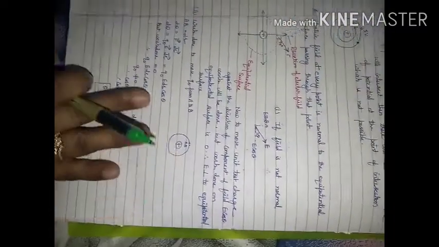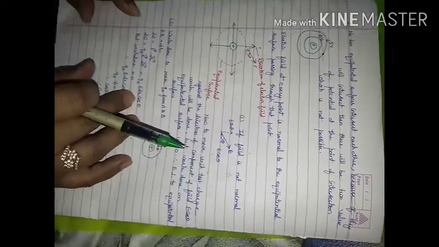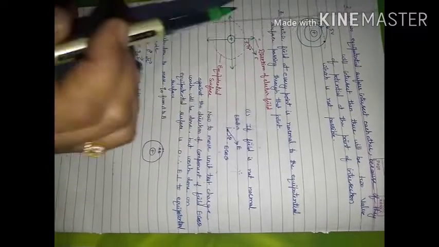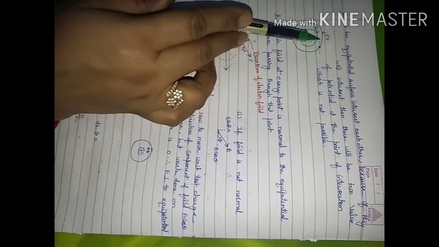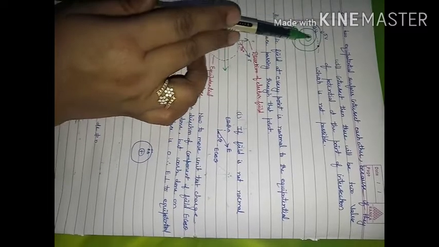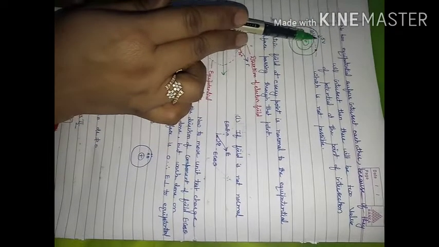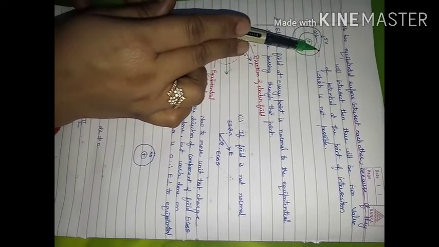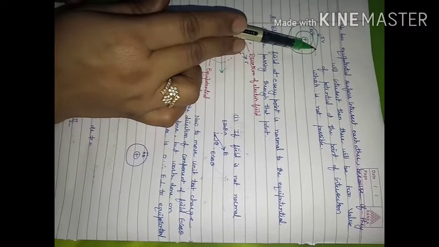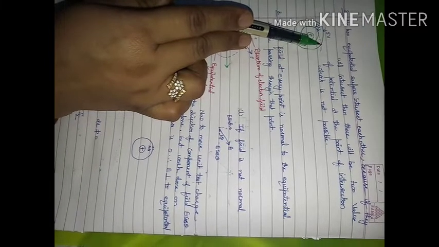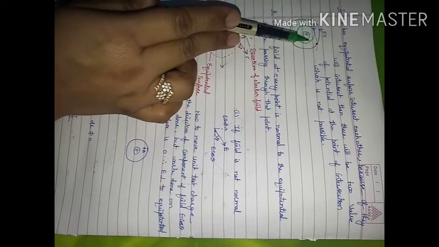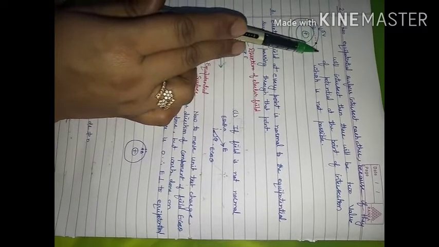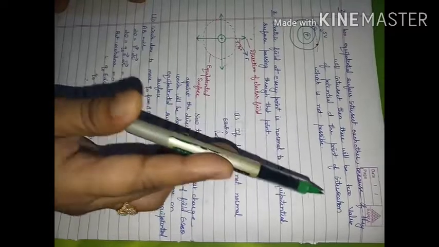Second property: no two equipotential surfaces intersect each other. If they are going to intersect, let us consider this is one equipotential surface with potential value 5 volt. This is another with 6 volt, and both are going to intersect at this point. Then at the point of intersection, we will get two values of potential, 5 volt as well as 6 volt, and this is not possible. So no two equipotential surfaces intersect each other.